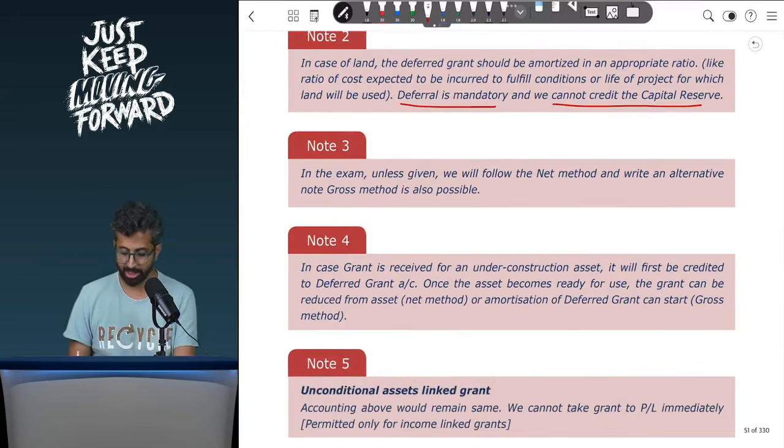Okay, next is what will happen if nothing is given in the exam, whether you want to follow the net or the gross.